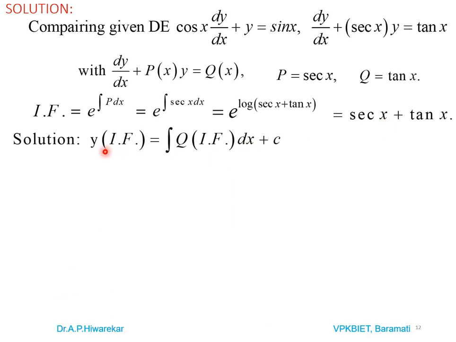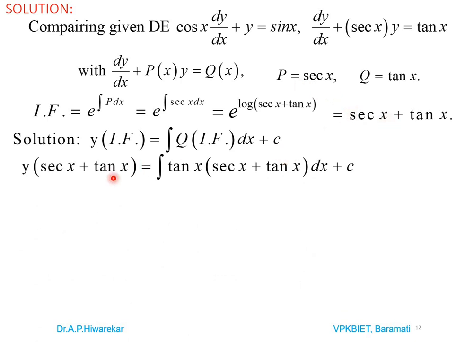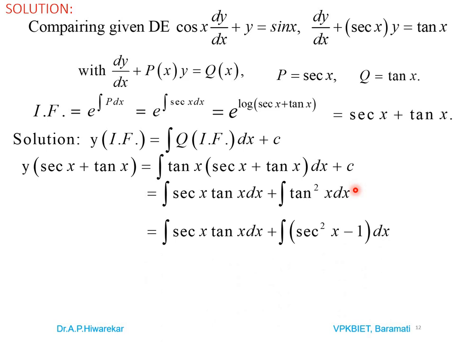Formula for solution is y into integrating factor is equal to integration of q into integrating factor dx plus c. Substitute value of integrating factor, which is y into (sec x plus tan x), which is equal to q, means tan x into (sec x plus tan x) dx plus c. So this is sec x into tan x dx plus tan square x dx plus, obviously c is missing. So it is integration of sec x tan x dx, and tan square x means sec square x minus 1. So it is integration of sec square x minus 1.